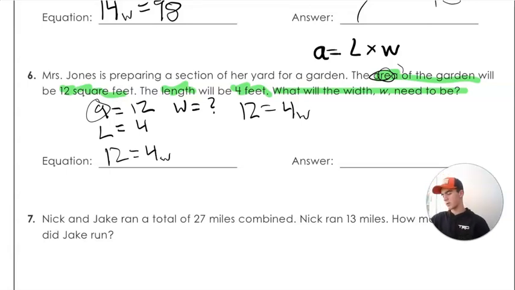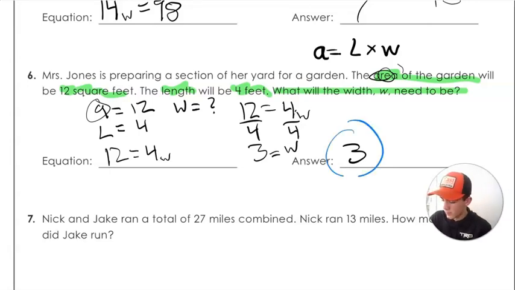That is our equation. Now let's solve it. This is times, so you divide by 4. And what you do to one side, you do to the other side. Hopefully you've got it memorized: 12 divided by 4 is 3. So 3 equals W. Our answer is 3. If you want to check that, you can plug that in right here, and 4 times 3 equals 12.